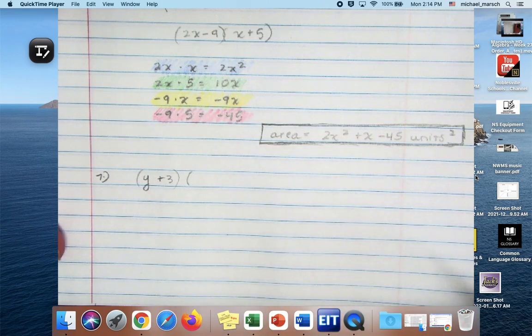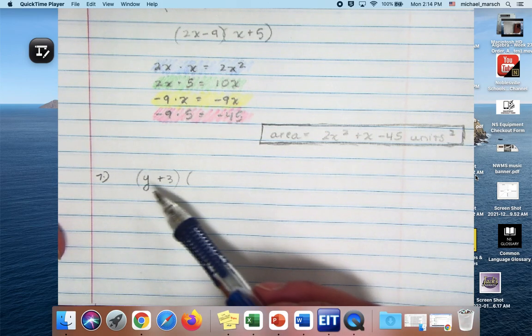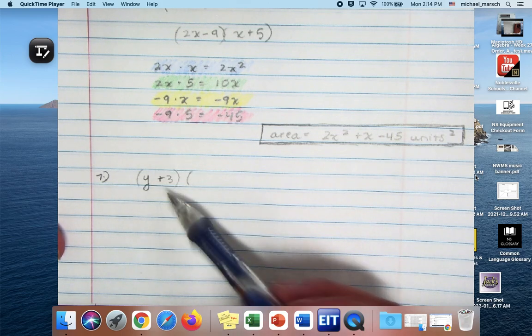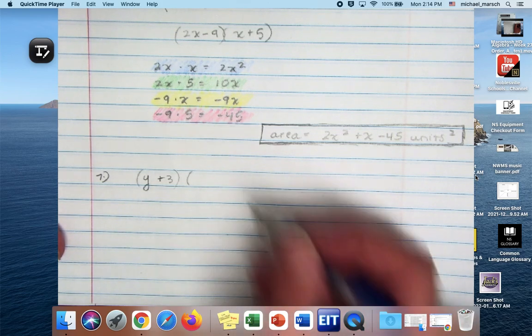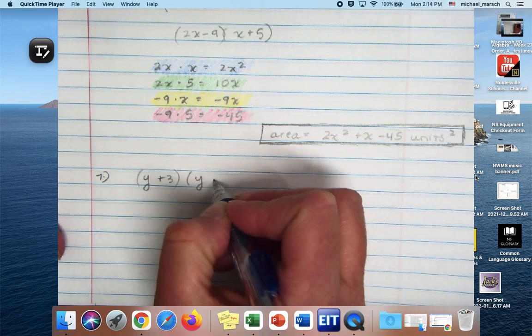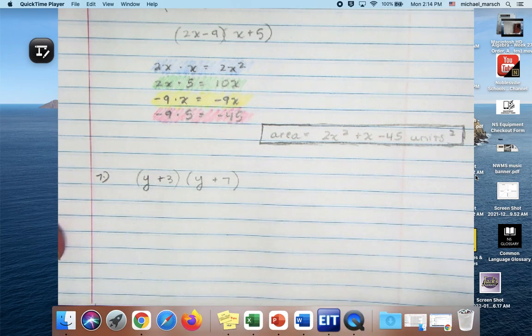This could be an X. This could be an R. You guys have done these. It's the exact same thing. Here you go. I'm going to freeze my screen. You guys got this.